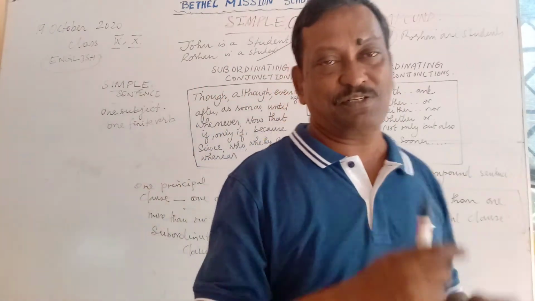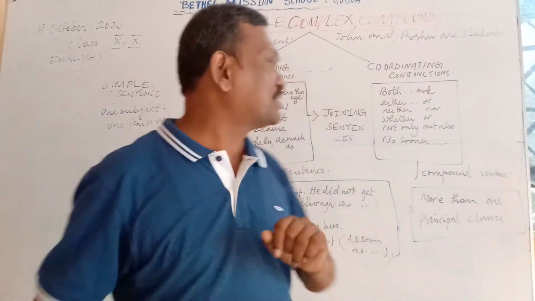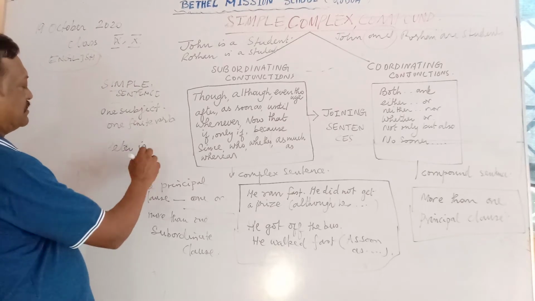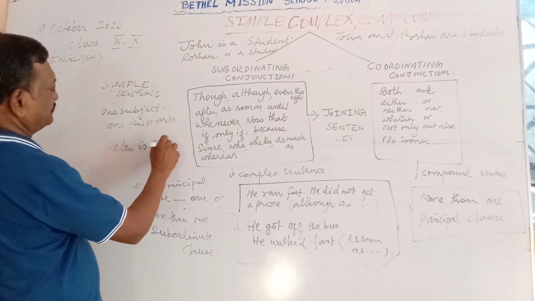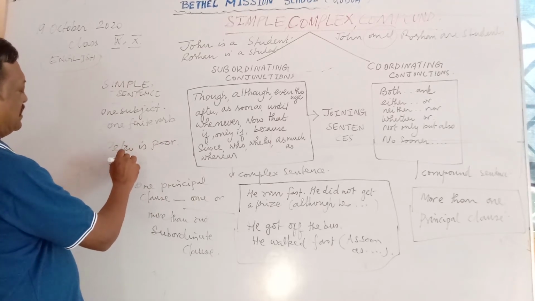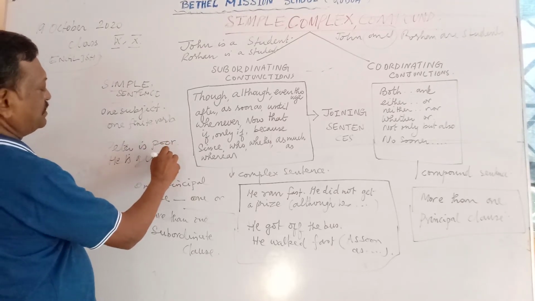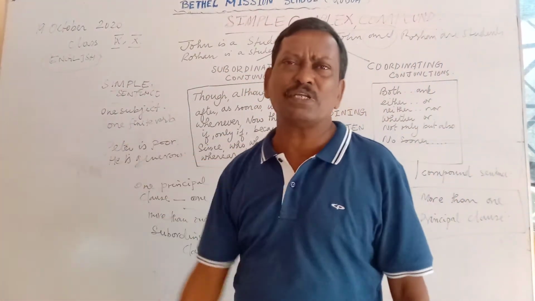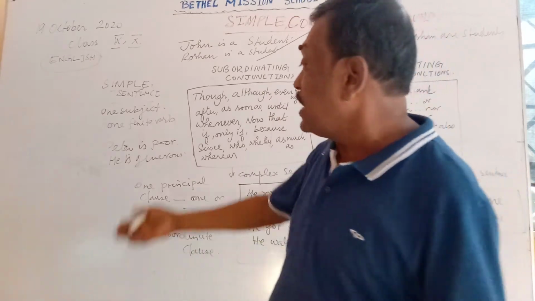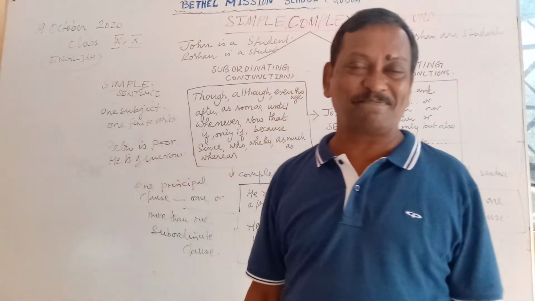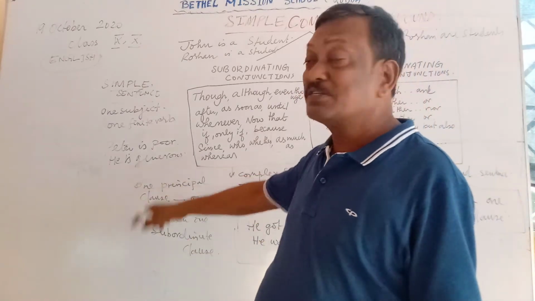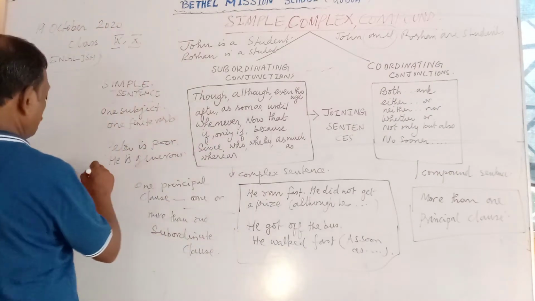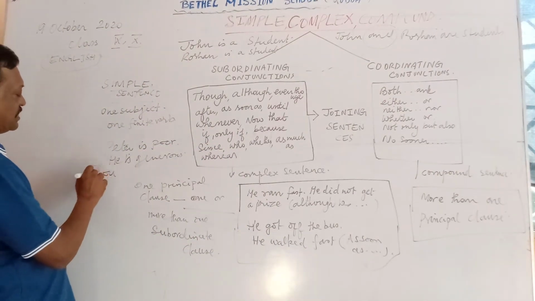There are many conjunctions. For example, I will give you one more sentence. Peter is poor. He is generous. Peter is poor, he is generous. Now there are two qualities in Peter. One is that he is poor and the other one is that he is generous. So there are two different qualities. Being poor is one quality, but being generous is another quality. So how do I join these two sentences? Though. Though is a conjunction.